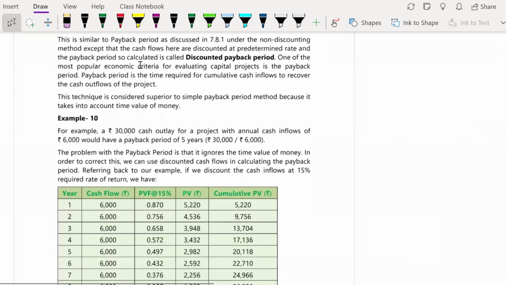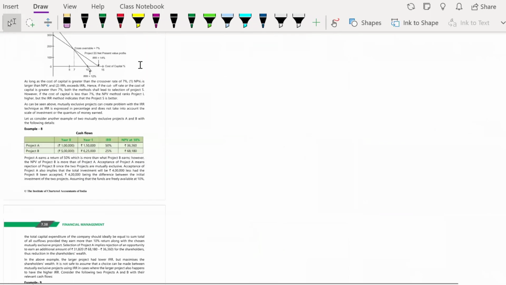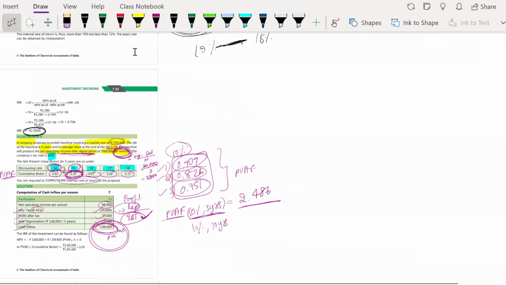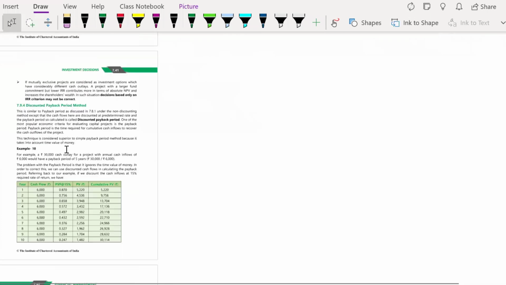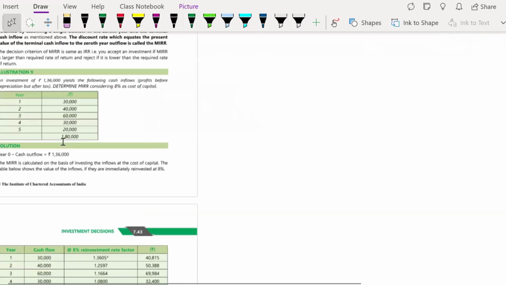Okay. What is the illustration that we just completed? It was, what is the number? The number was illustration number 8. So you have to go to illustration number 9 if I'm not wrong.